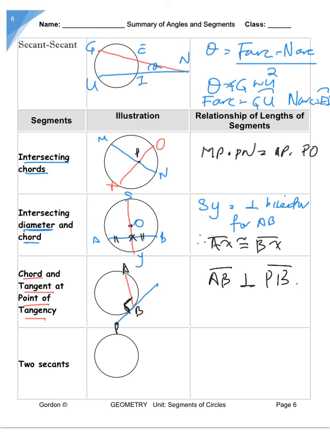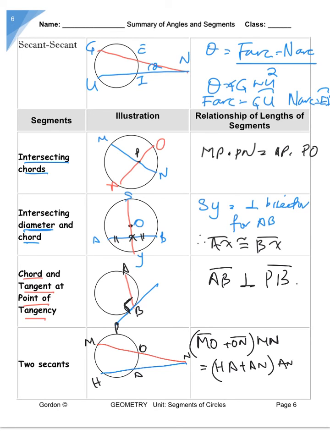All right. Next, say we have two secants. Let's just see how they behave. So say we have a secant here, then we have a secant there. Let's name our secant. So it's M O N A H. So in this case, it says that we have MO plus ON times MN is equal to HA plus AN times AN.